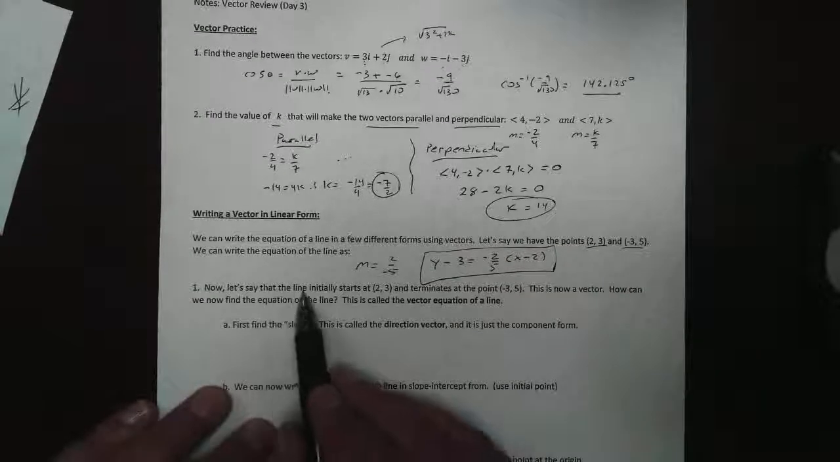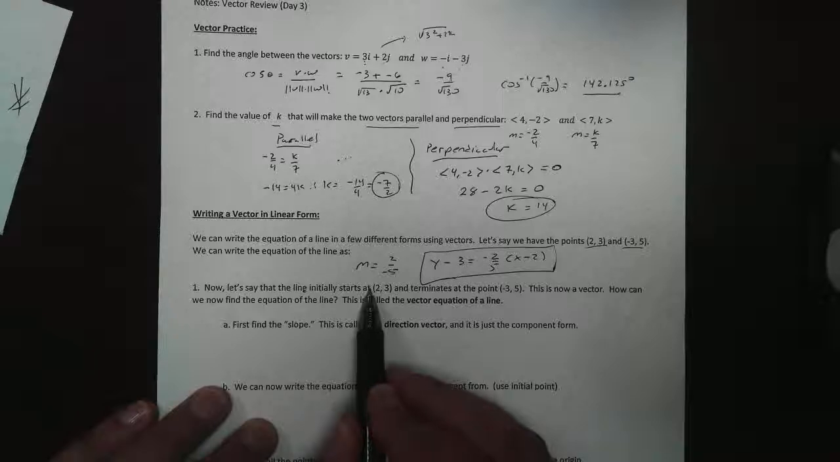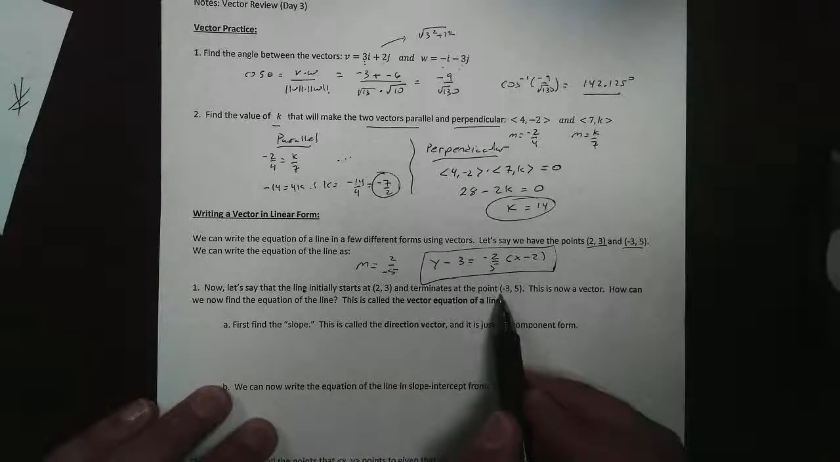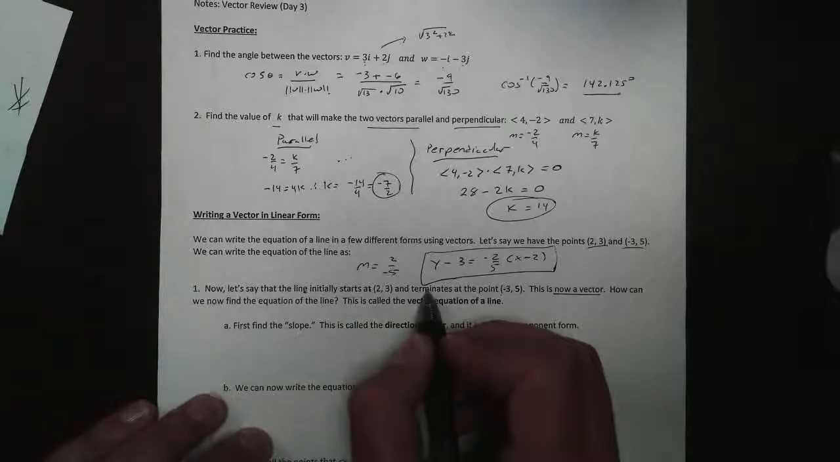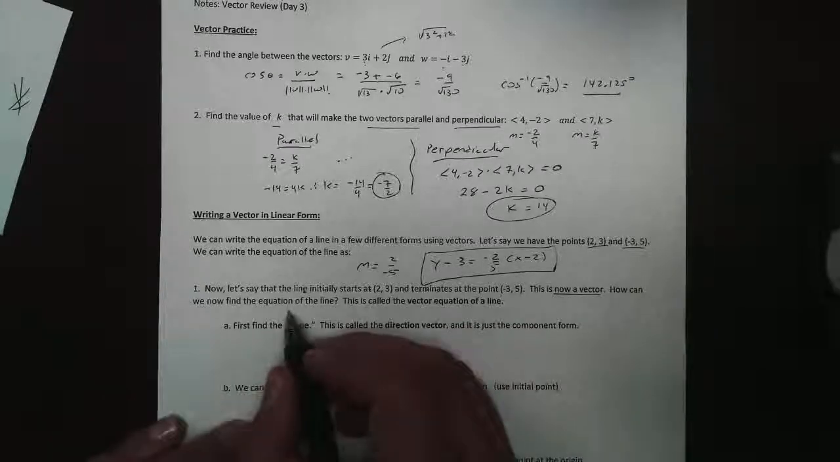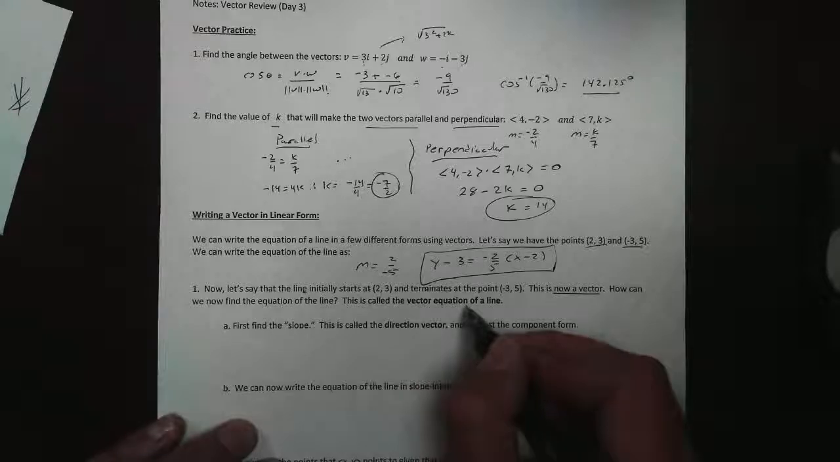Now let's say the line initially starts at the point (2, 3) and terminates at (negative 3, 5). Now we have a vector because we have a starting and a final point. How can we write the equation of this line? This is called the vector equation of a line.